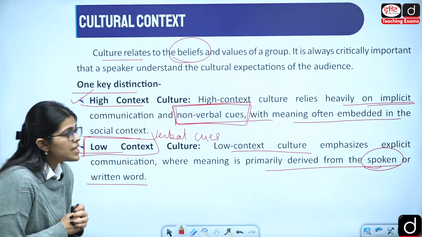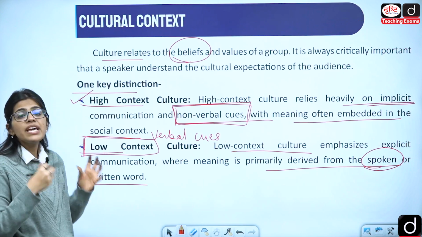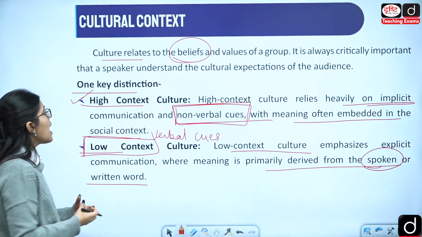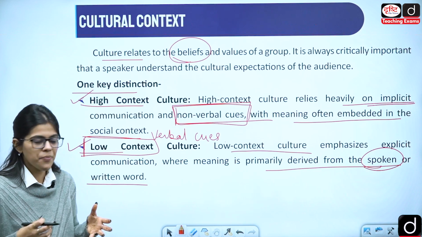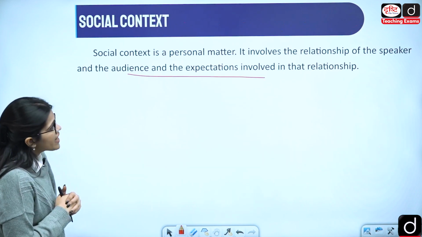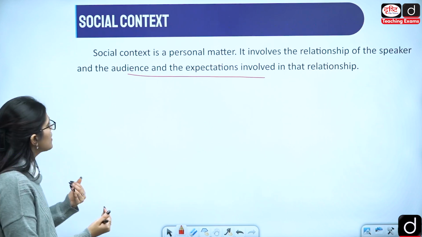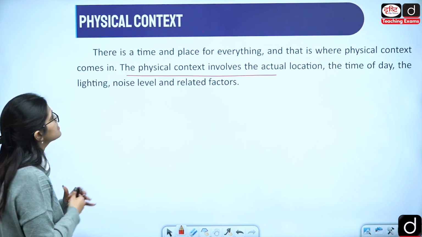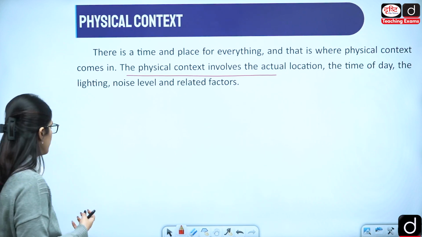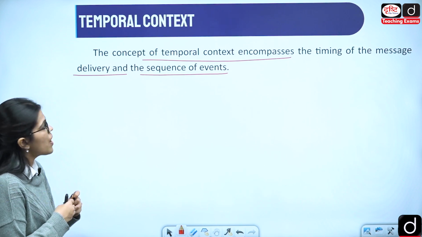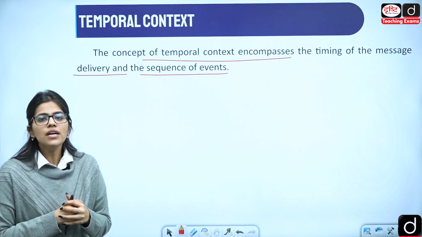When you talk about culture, it is related to the cultural beliefs and values of the group of people. High context culture means you give a lot of value to the non-verbal cues, and low context culture means that you are primarily talking about the denotative meaning, the direct meaning. Then comes the social context, where relationships come into the picture. There is the personal level bond between the speaker and the audience. That is important. The physical context refers to the actual location, the time, etc., and the temporal context encompasses the timing of the message and the sequence of the events, right?